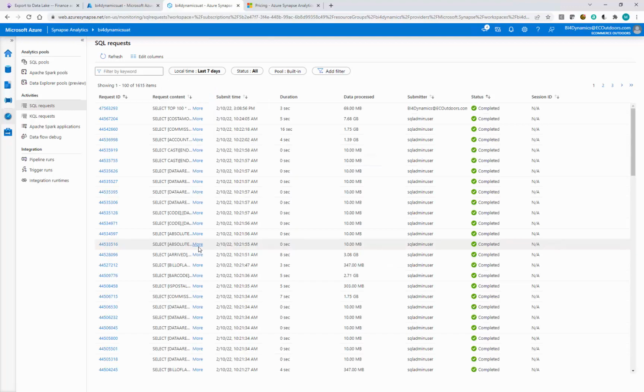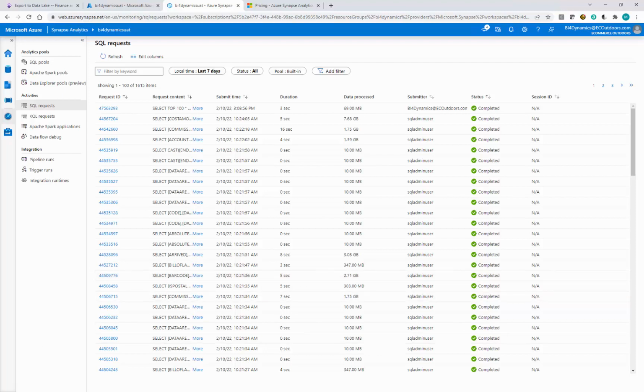And you can see that there was a running query. These queries are on different tables, and they took different times and processed different amounts of data. Now, Azure Synapse is a SQL on-demand engine that is charged by the data processed. And what does it mean if we process 10 megabytes of data or 2.7 gigabytes?